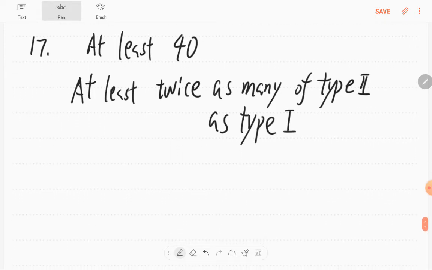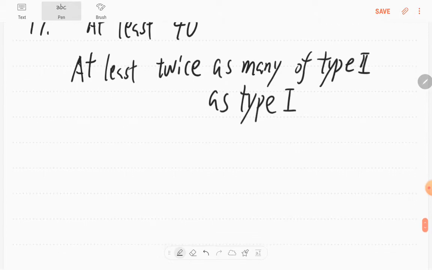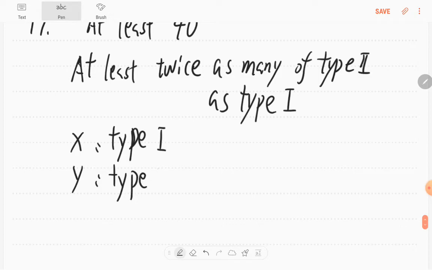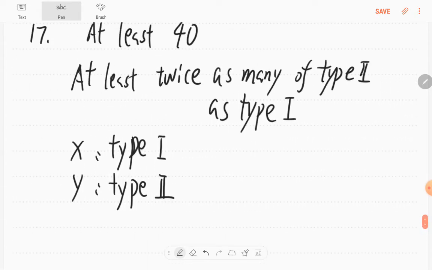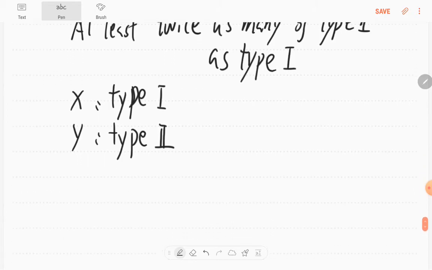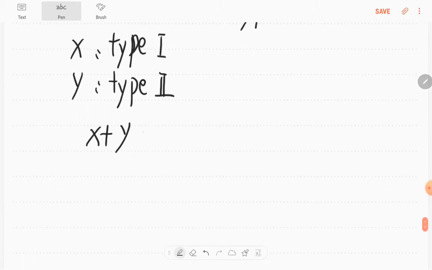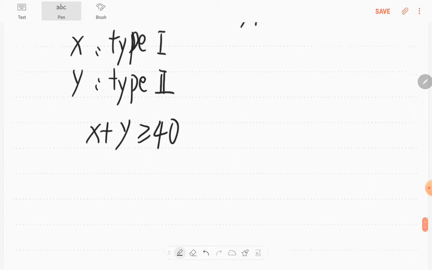Okay, so let x represent the number of calculators of type A, and y the number of type B, type 2. So the first one, the total should be at least 40. So x plus y should be greater than or equal to 40, right? So this is the one thing.